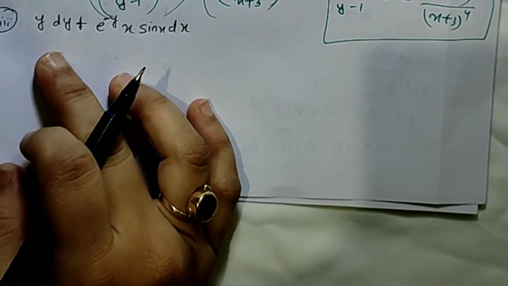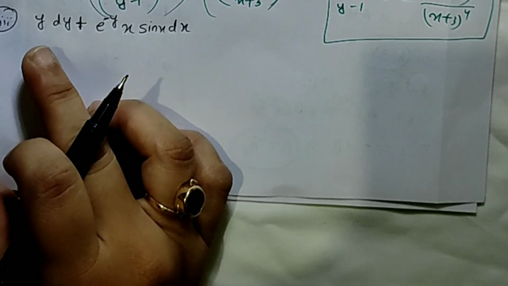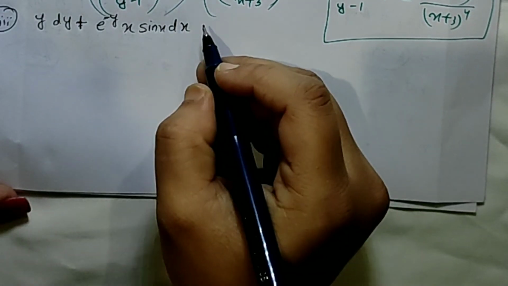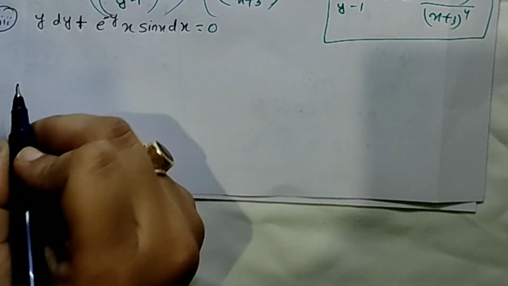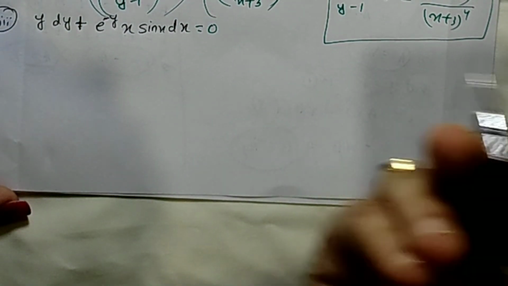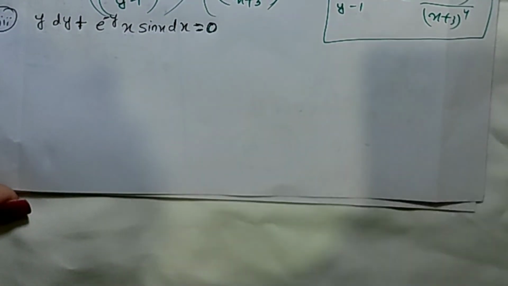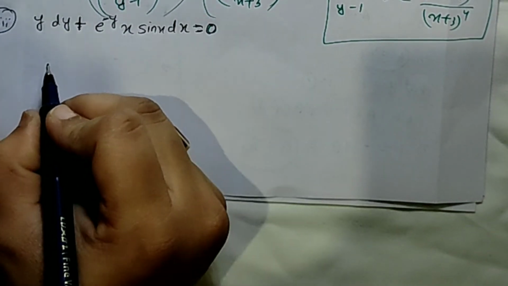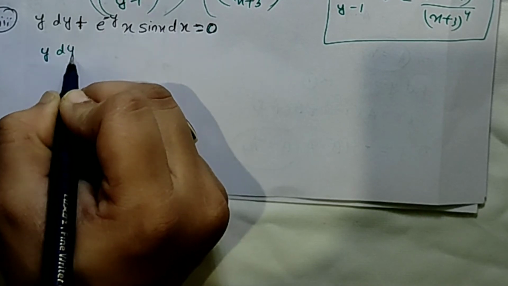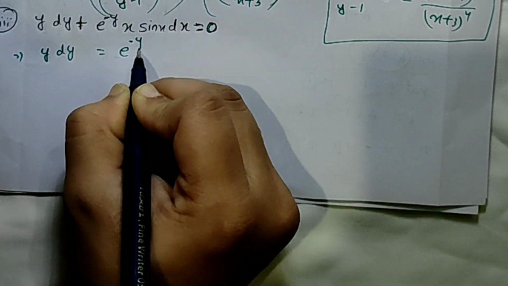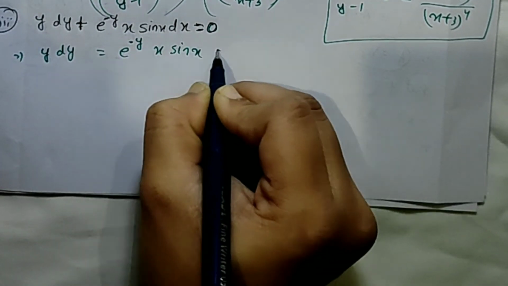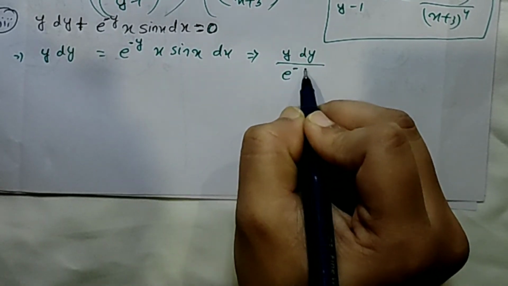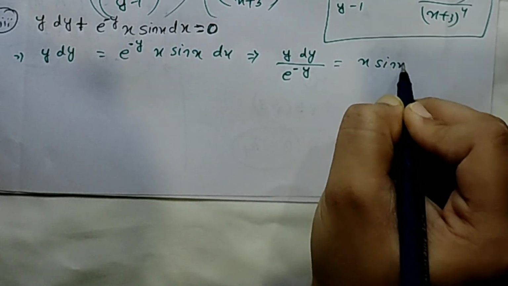Now next question, or last bit of question number 5. y dy plus e power minus y x sin x dx is equal to 0. Okay, this is the question given. Now by separating the variables, y dy is equal to e power minus y x sin x dx, which implies y dy by e power minus y is equal to x sin x dx.